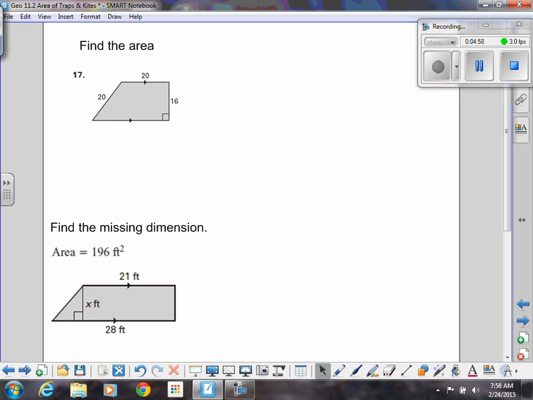All right, on the back, let's do the area of a trapezoid. And again, I know this is a trapezoid because I have two sides that are parallel, and that's only one pair of parallel sides. Notice that 20 and 16 are not parallel. So I know that the area formula that I'm using is 1/2 times the height times base 1 plus base 2.